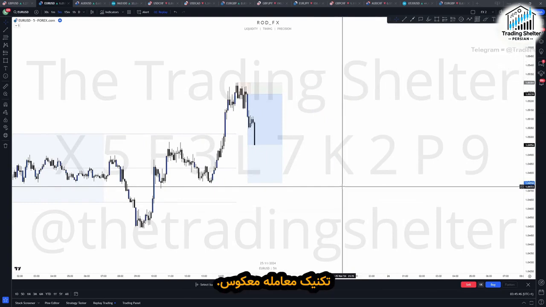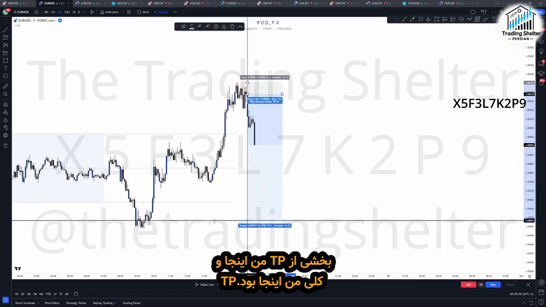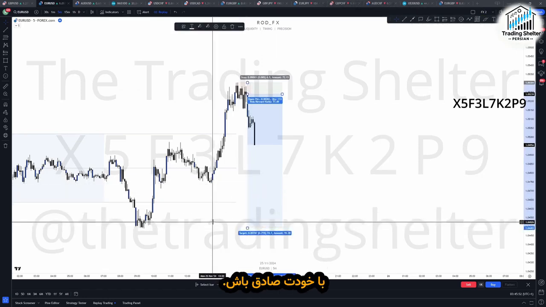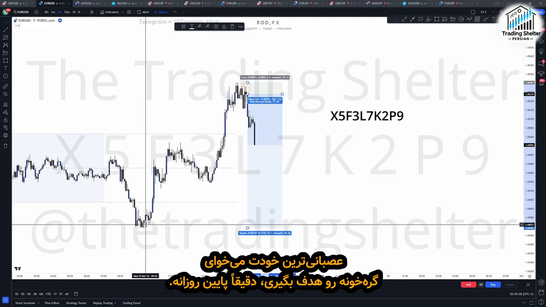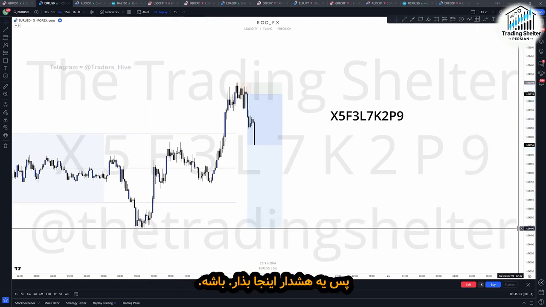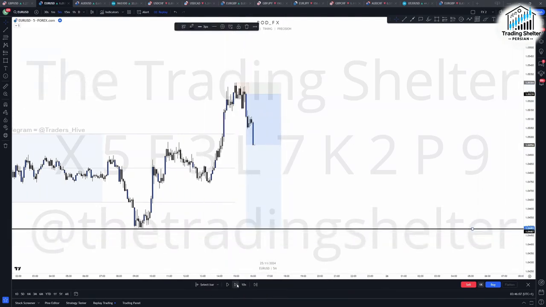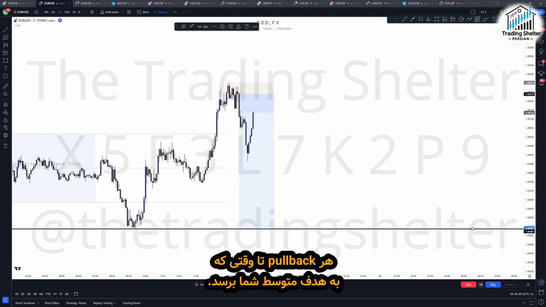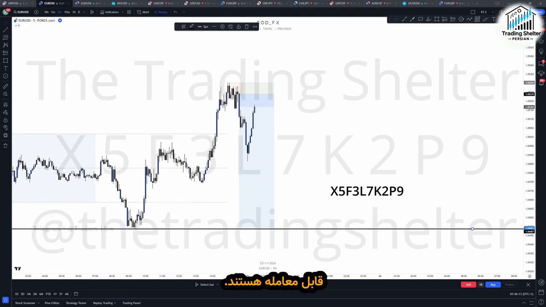Reverse trading technique. I would have entered here, my partial would have been here, and my overall TP would have been here. Be honest with yourself. Your greedy ass would want to target the graveyard, literally the daily low. So you put an alert here, okay? And you wait. Every single pullback up until it touches your medium target can be tradable.